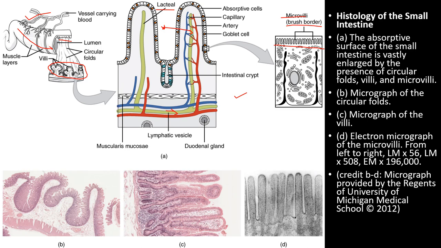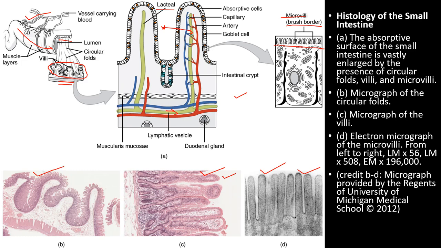On this particular area, you can see electron micrographs. The first one is the electron micrograph of the circular folds, as you can see here. The second one is of the villi, which you can see here. And the third one is the electron micrograph of the microvilli. So this is the structural organization of the inner portion of the intestine with the villi and the microvilli.